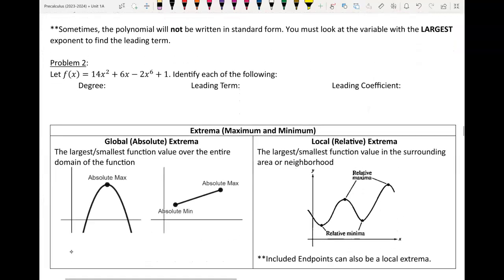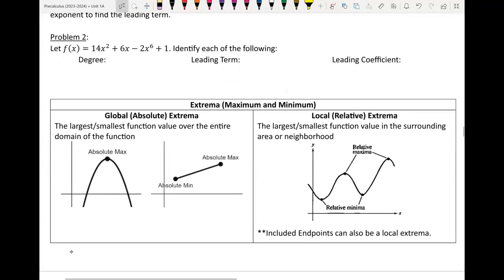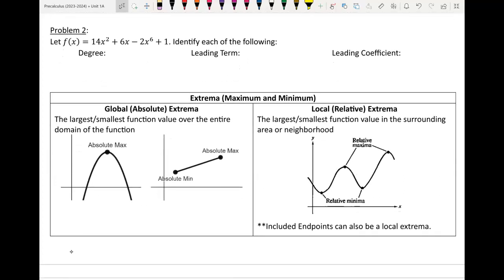Sometimes a polynomial will not be written in standard form, and you must look at the variable with the largest exponent to find the leading term. So looking at this problem here, same as problem number 1, we want to find our degree, leading term, and leading coefficient. Well, let's find that leading term. Leading term should have the highest power. So even though it's not first, here is our leading term, negative 2x to the 6th, where our degree is 6 and our leading coefficient is -2.